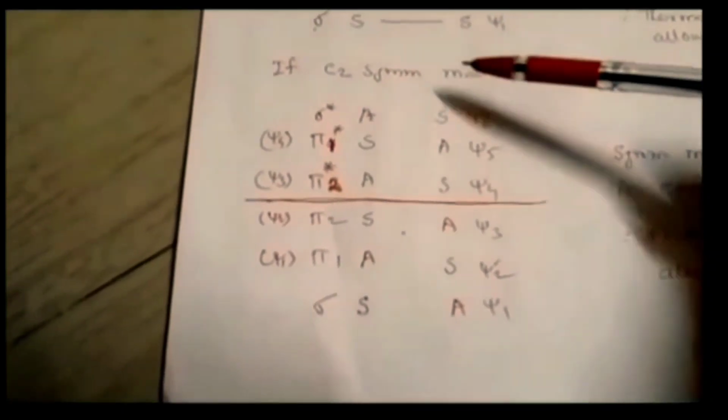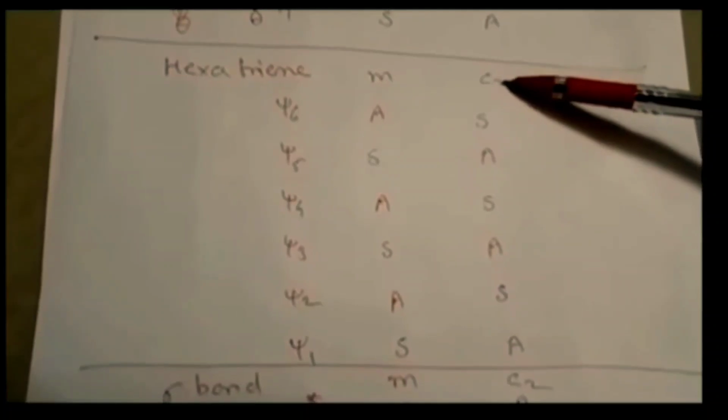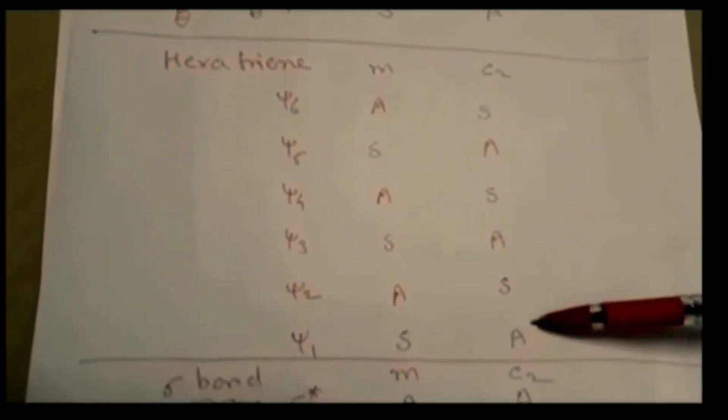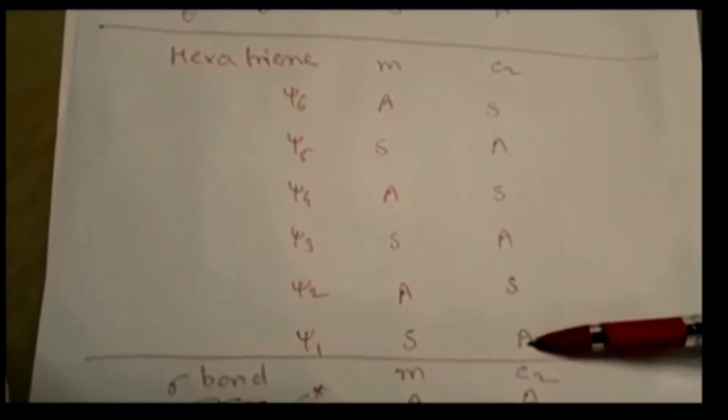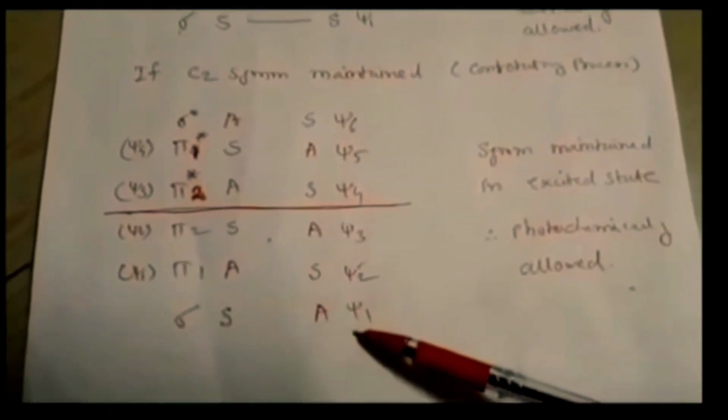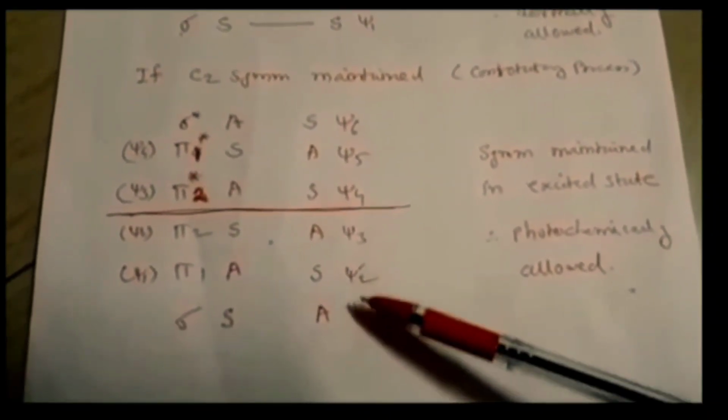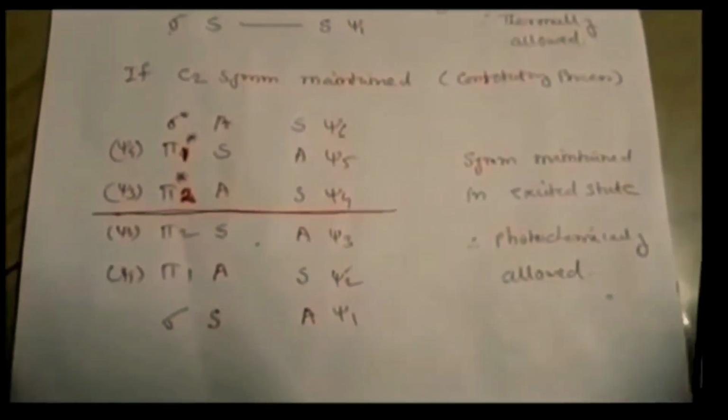Now psi1, psi2, psi3, psi4, psi5, psi6 with respect to C2 symmetry: psi1 is asymmetric, then alternately symmetric, asymmetric, symmetric, asymmetric, symmetric. Now let us see where symmetry matches.